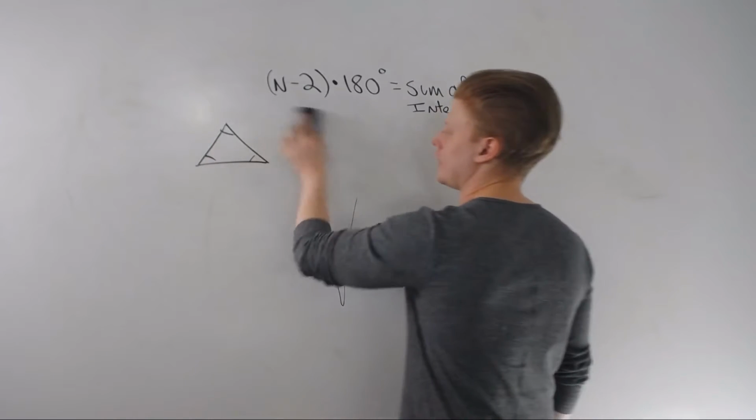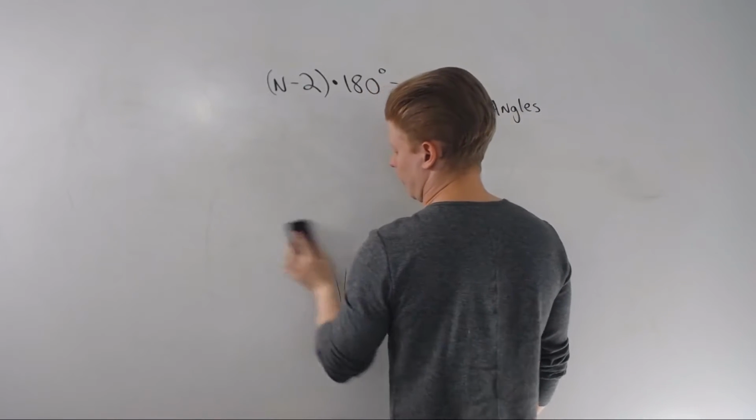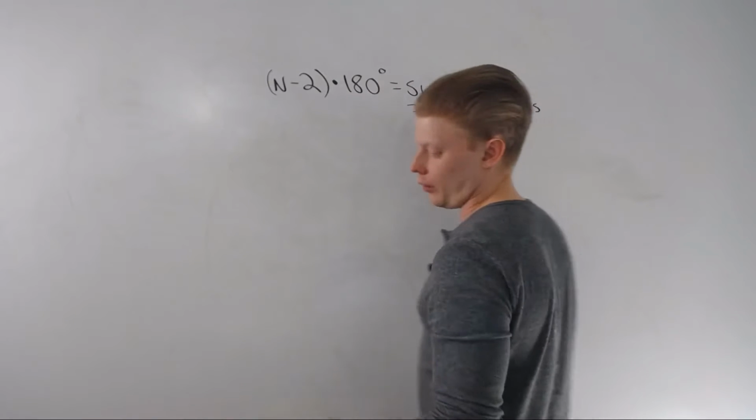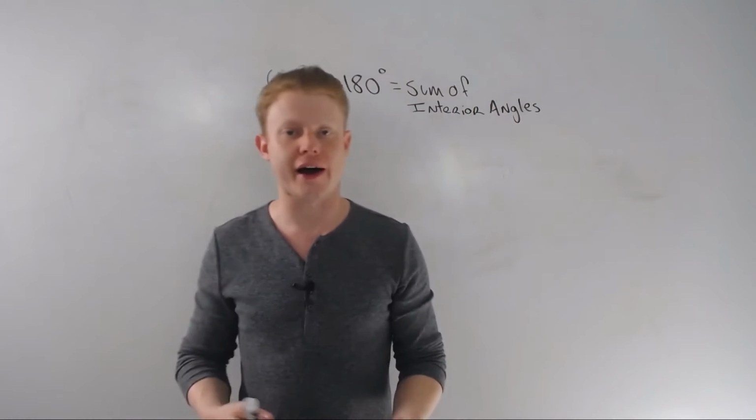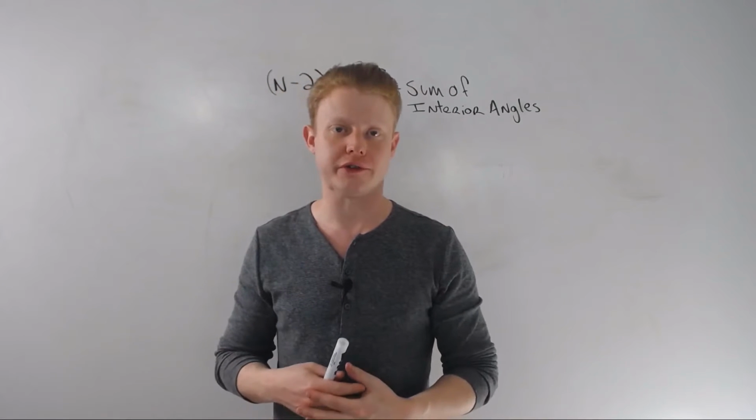So just like squares and rectangles and all quadrilaterals add up to 360, all triangles add up to 180. You got to know that. Everything that's three-sided is 180. Everything that's four-sided is 360.